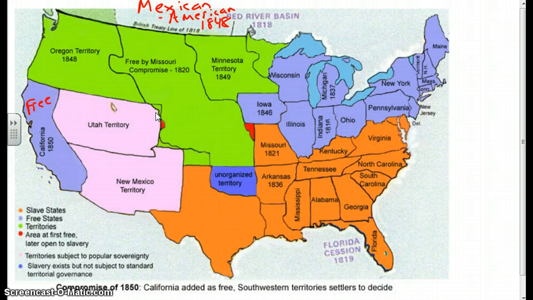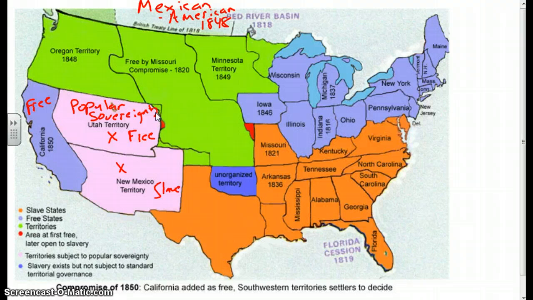that Utah and New Mexico would vote on the slavery issue, popular sovereignty. The theory is that probably Utah would vote to be a free state and New Mexico would probably vote to be a slave state.